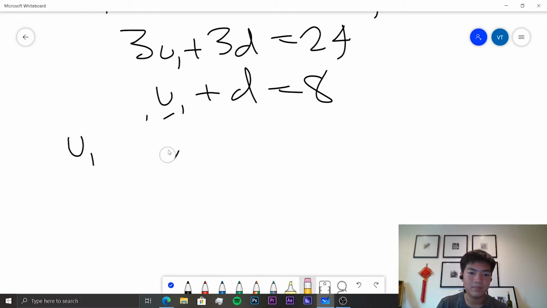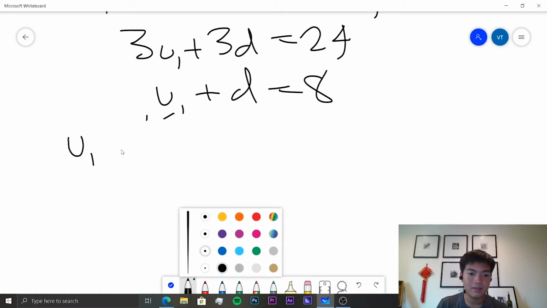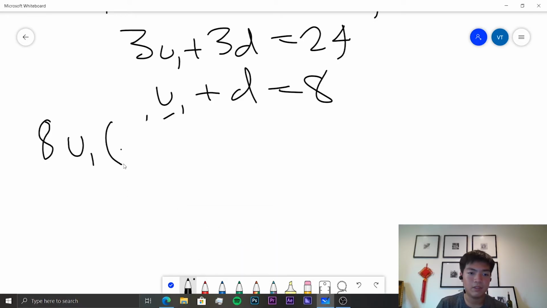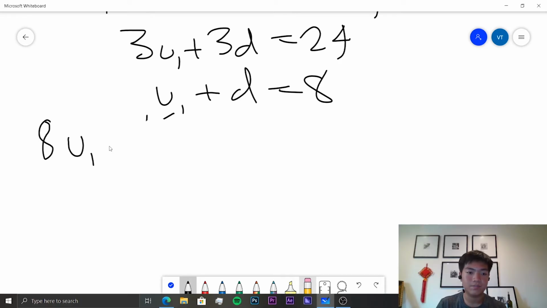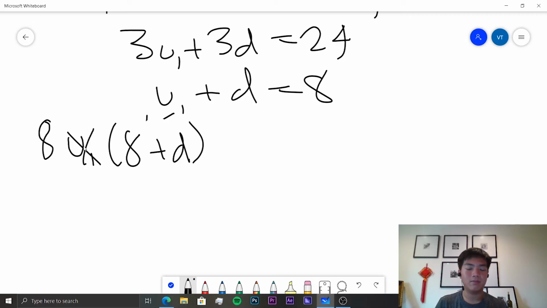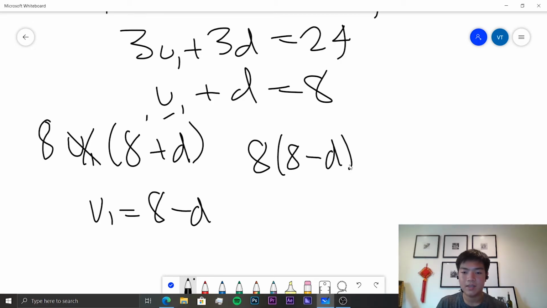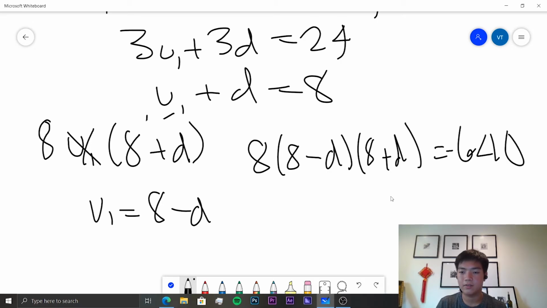So this is simply 8u1, and then we multiply this by u1 plus 2d. But again, this is equal to 8 plus d. So we can substitute 8 plus d here. Actually, because we want to eliminate the first term and get it to one variable, we can substitute u1 is equal to 8 minus d. So we have 8 times 8 minus d times 8 plus d is equal to negative 640.